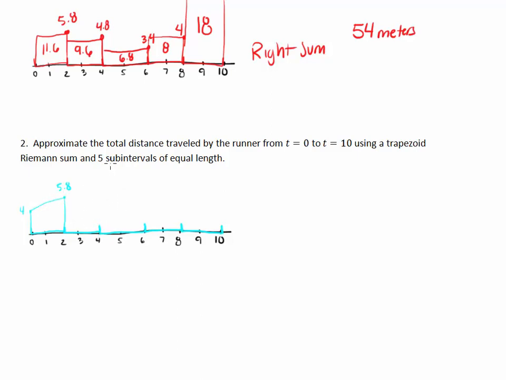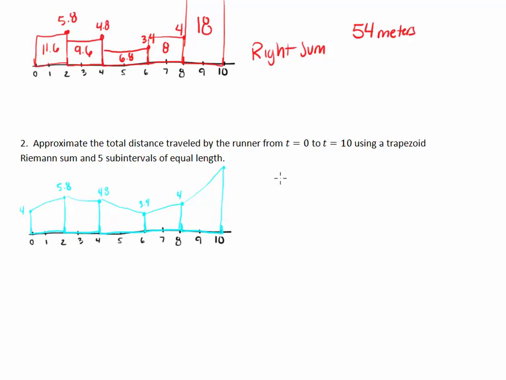Plug in 4. We're going to get out 4.8. There's our second trapezoid. Connect the dots. Plug in 6, and we get 3.4. Plug in 8, and we get out 4. And finally plug in 10, and we get out a value of 9. So there are our 5 trapezoids.